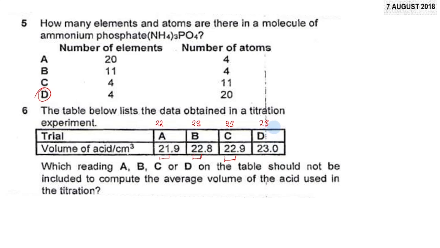So which values are close to each other? These are closer to each other, while this one is not close to these. It's far from these, so it's the one which will be discarded. So the answer is A, which will not be included.